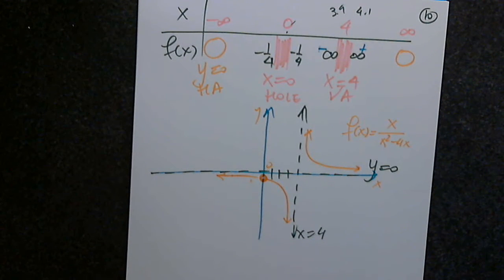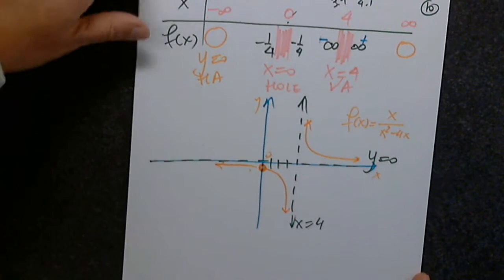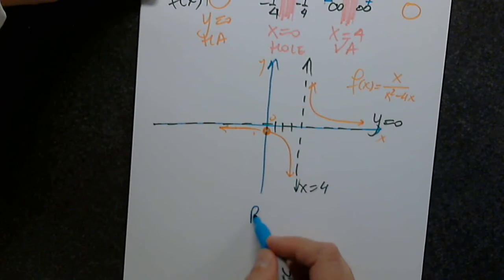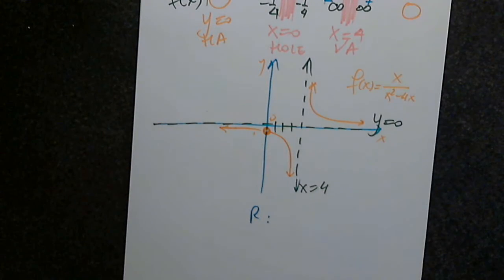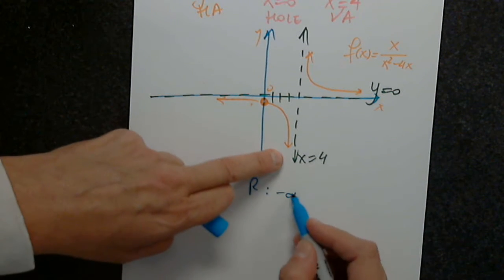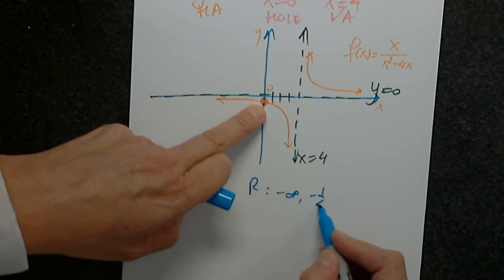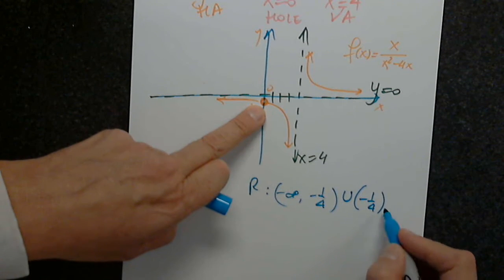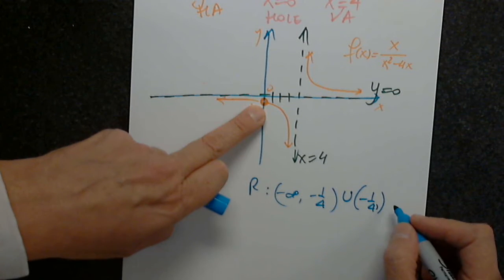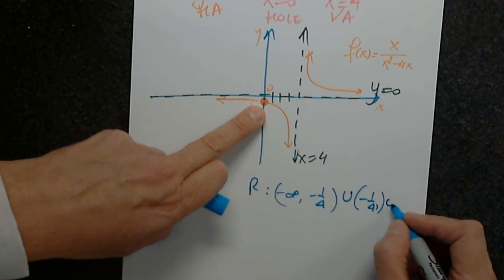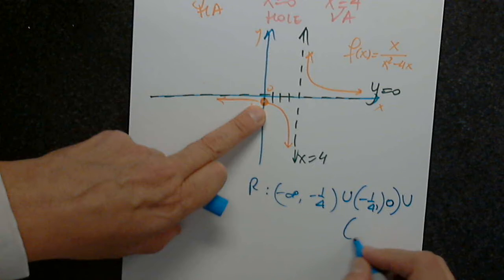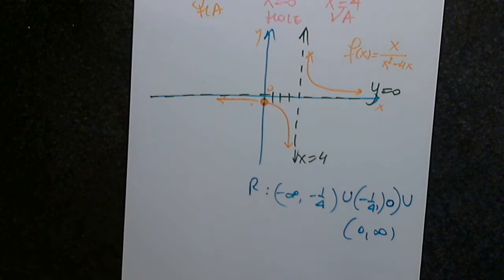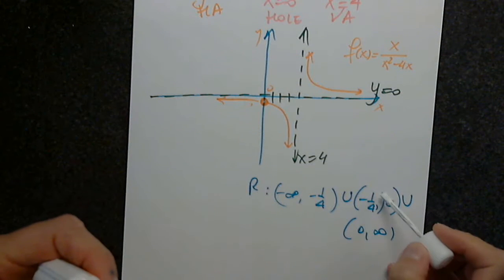If I want to ask you just one thing, and I'll take attendance. So what is the range of this function? Be very careful. Very good. Negative infinity to negative 1/4, union negative 1/4 to 0, union 0 to infinity. That's the range of that function.